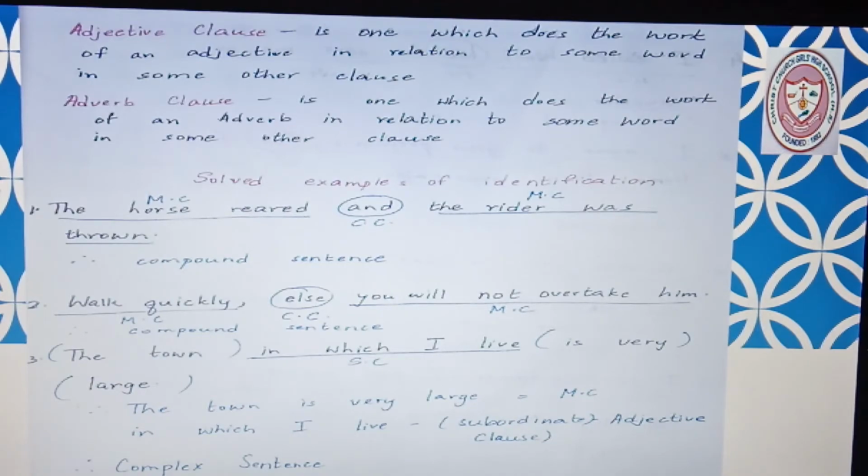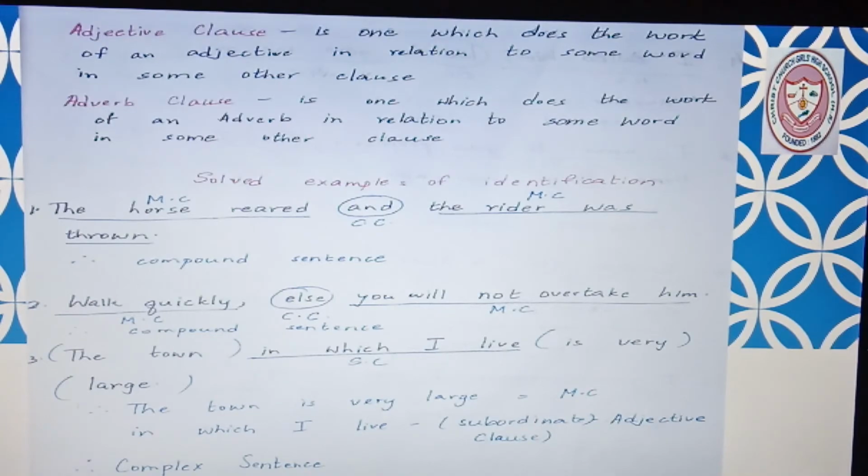The third sentence is: the town in which I live is very large. Here, 'the town is very large' has been bracketed off, and I've underlined 'in which I live'. That particular part, 'in which I live', is a subordinate clause. If I place it separately and say 'in which I live', does it make any sense? But if I write 'the town is very large', it makes complete sense. So that is the main clause, and 'in which I live' is the subordinate clause.